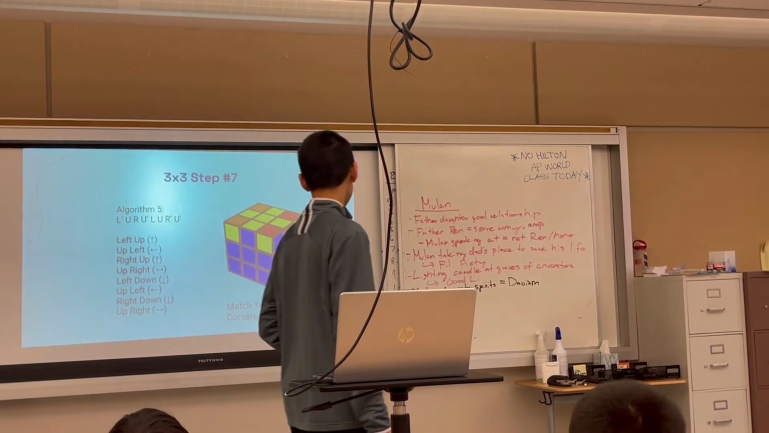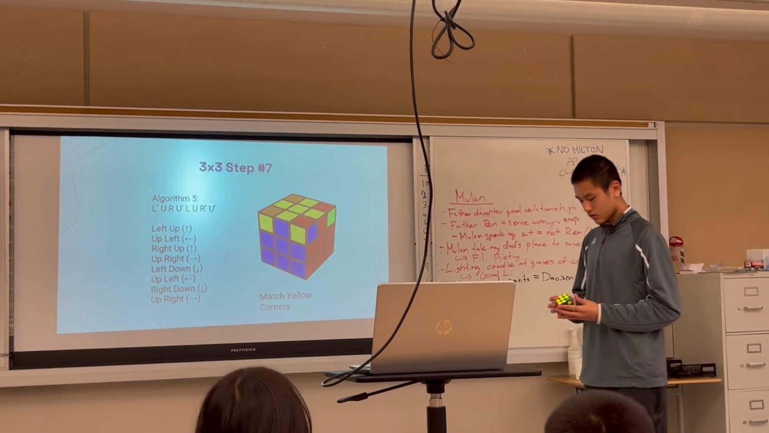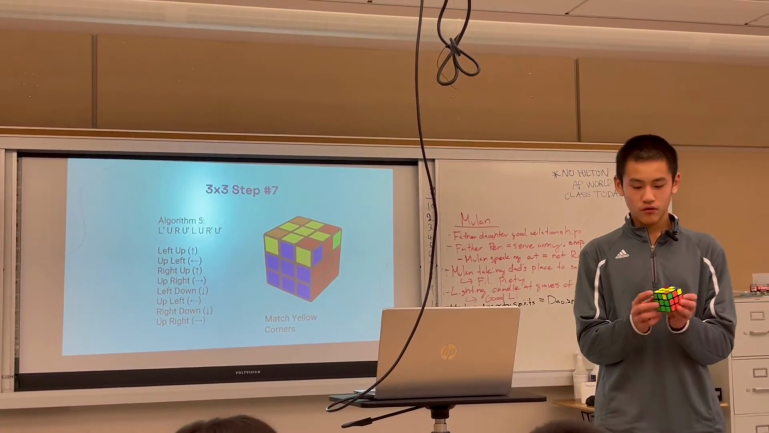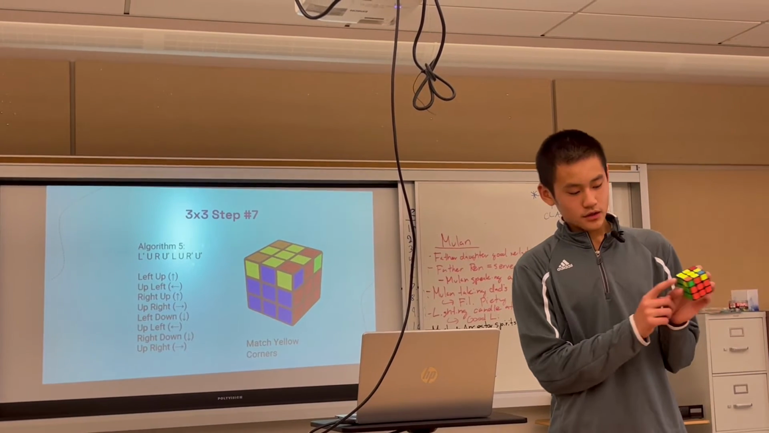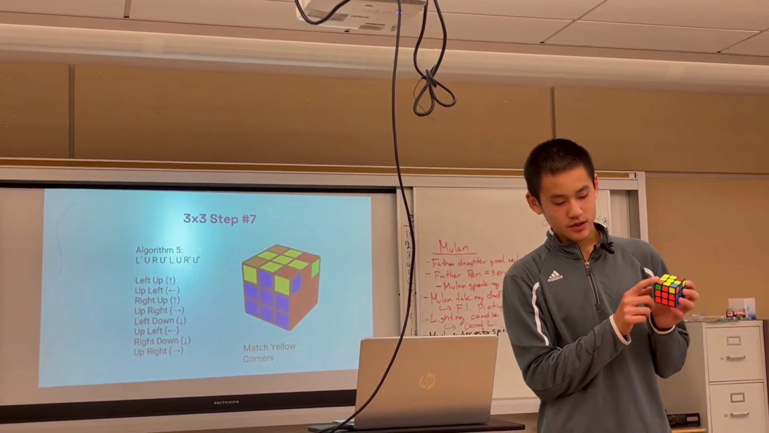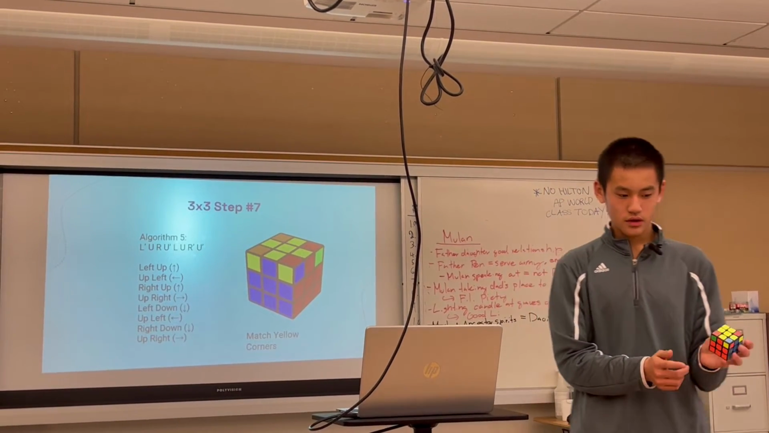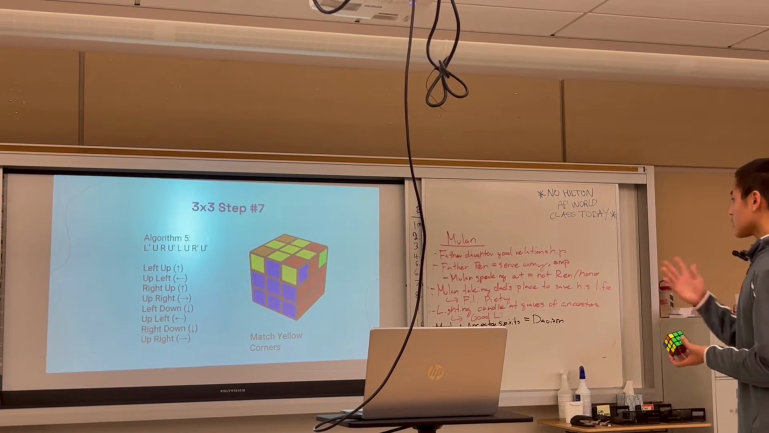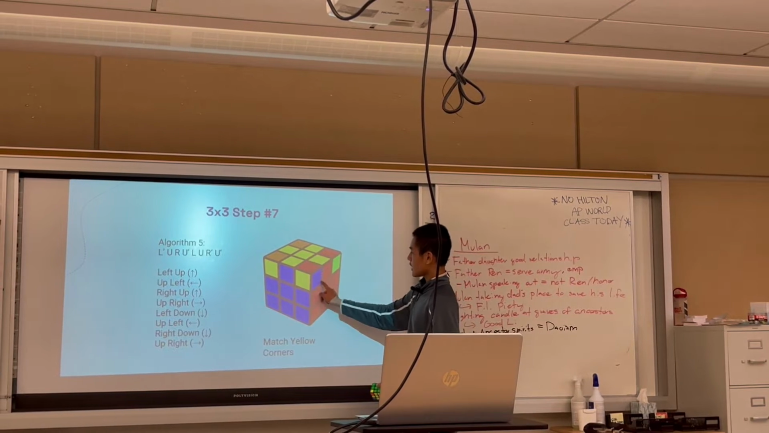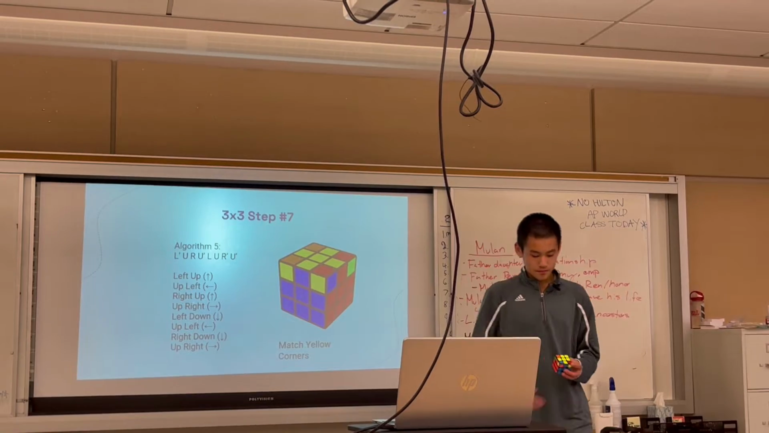And then for step 7, you want to match the yellow corners. Our goal is to have all of these matching so that they're in the correct place. This one is definitely solved, because it looks solved. But in this one, it's in the correct spot, it's just twisted. You see that, right? That's our goal. For example, none of these look solved, but they actually are solved. This one just looks twisted. That's our goal.